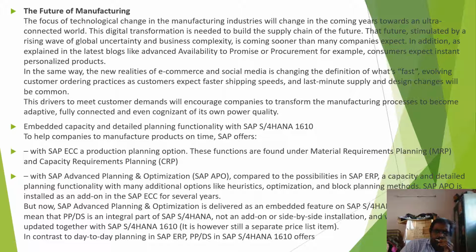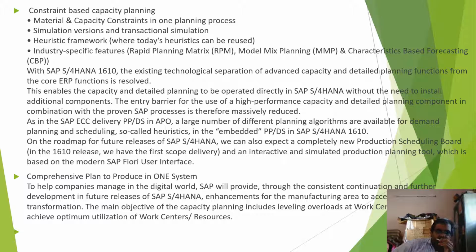In contrast to day-to-day planning in SAP ERP, PP/DS in SAP S/4HANA 1610 offers the constraint-based capacity planning, material and capacity constraints in one planning process, simulation versions and transaction simulation, heuristic framework where today's heuristic can be reused, industry-specific features, that is rapid planning matrix RPM, and model mix planning MMP, and a characteristic based forecasting CBF, not a consumption based planning.